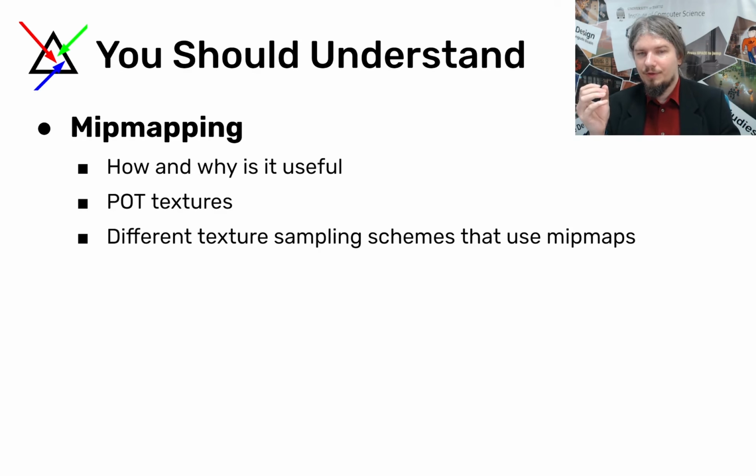How and why is it useful? So it's useful because we can quickly sample the values from a Mipmap without having to do too many samples on the larger image. It also allows us to keep some of the pattern from the original image while it's still possible to show it. You should also understand why you should use the power of 2 textures and the different texture sampling schemes that use Mipmaps.